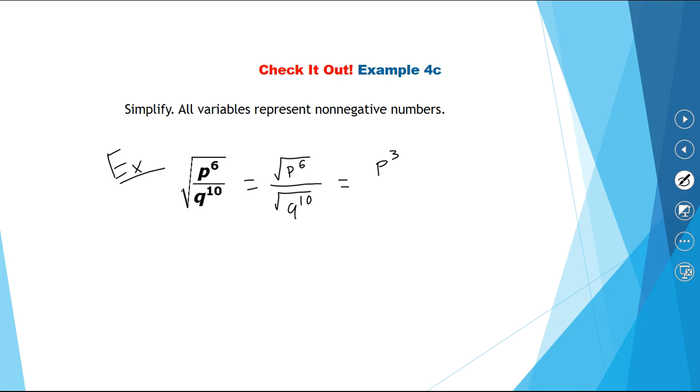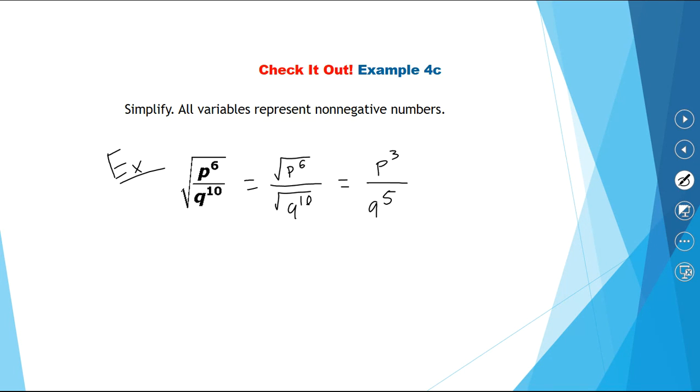And just to finish this problem real quick, because q to the 10 is also an even number exponent, we only have to take half that. And the square root of q to the 10 would be q to the 5th. Again, it's not the square root of q to the 5th, it's just a plain q to the 5th. Why is that the case?